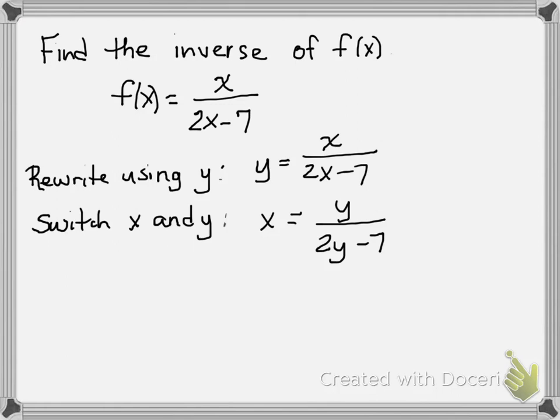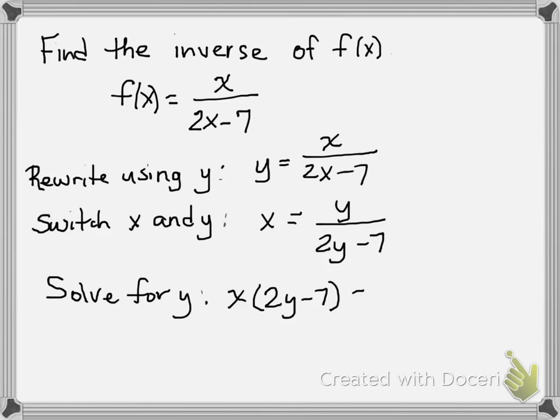All right, the next thing I need to do is solve for y, because we want to get y equals again. So the first thing I'm going to do, I see a fraction, which is y over 2y minus 7. And to eliminate any fraction, you have to multiply both sides by the denominator of that fraction. So when I do that, I get x times 2y minus 7 is equal to y times 2y minus 7. The 2y minus 7's cancel, so I'm left with y.